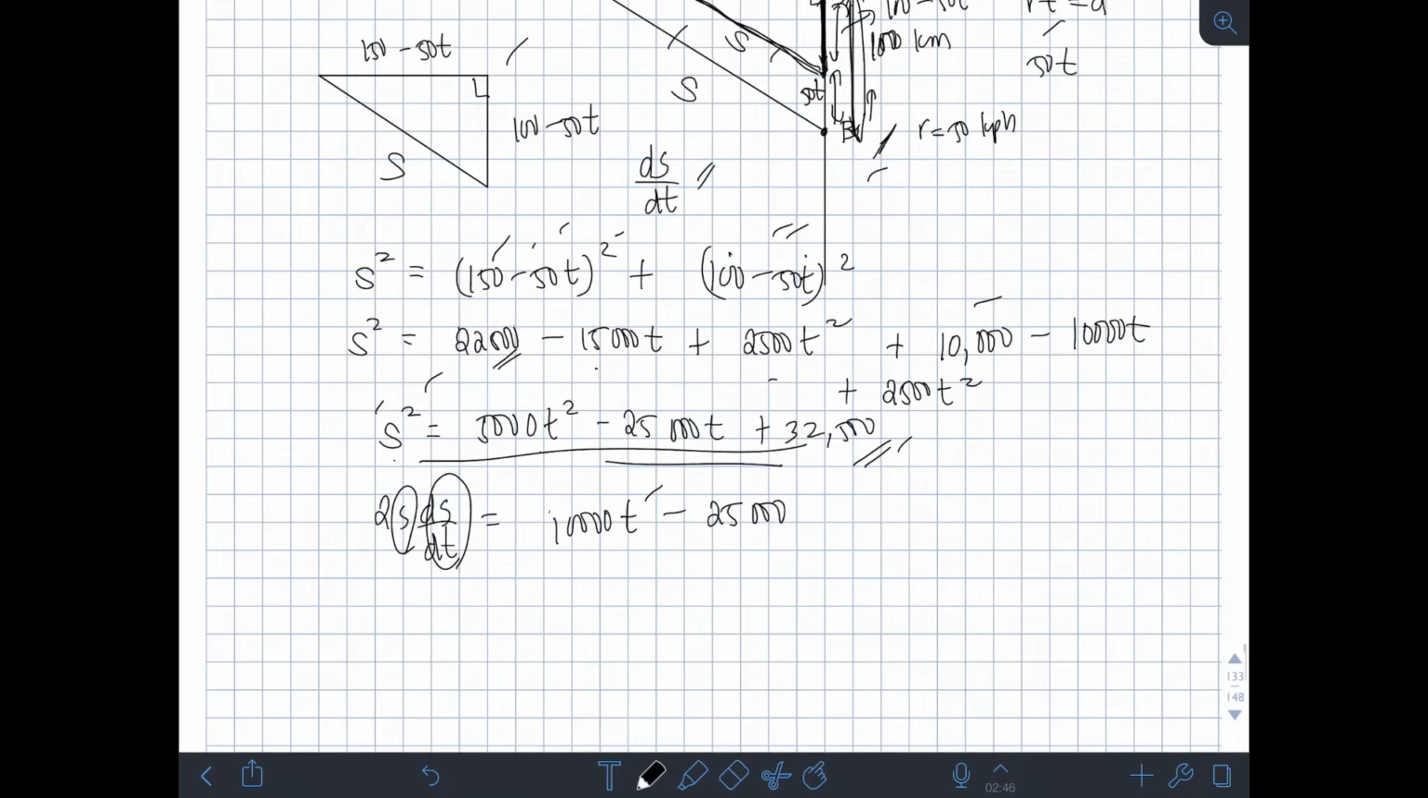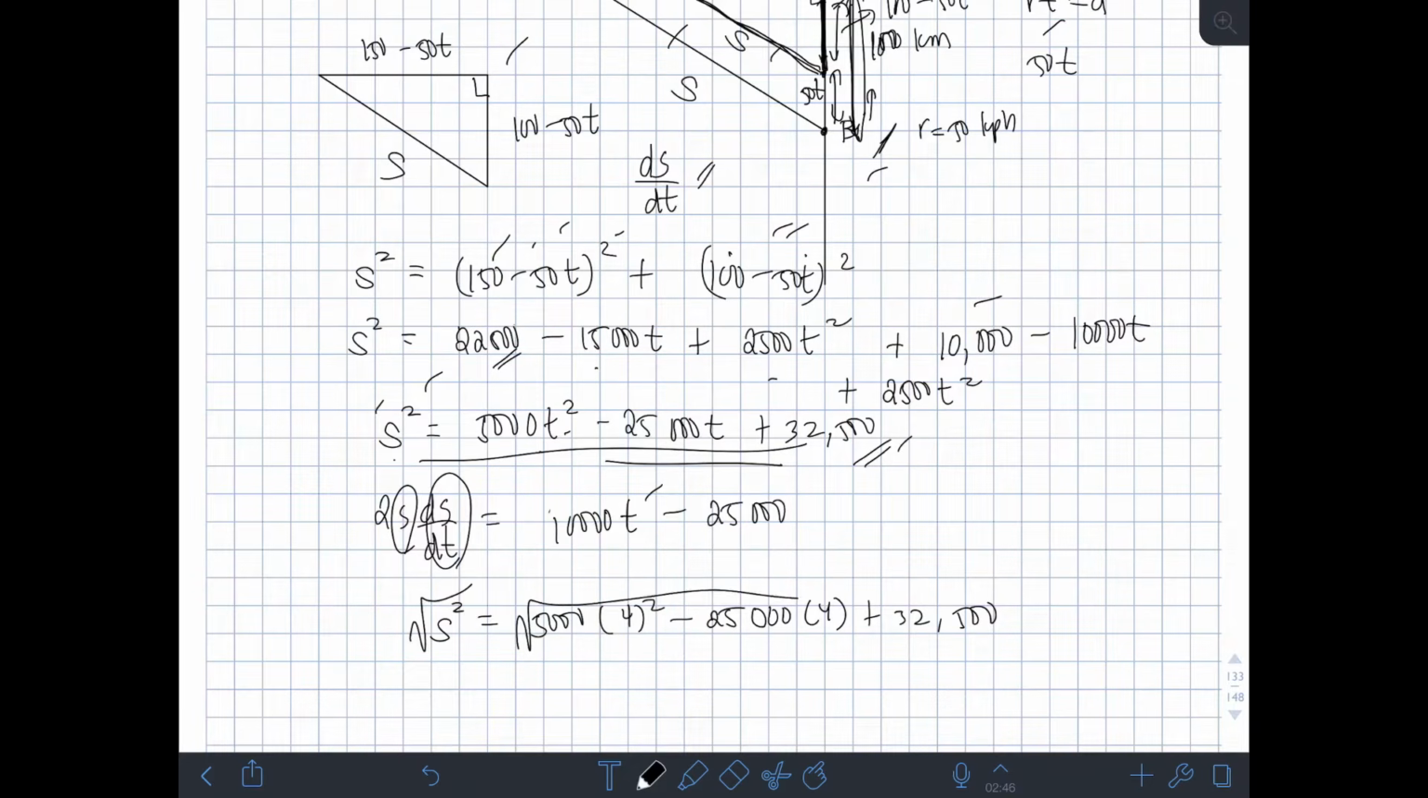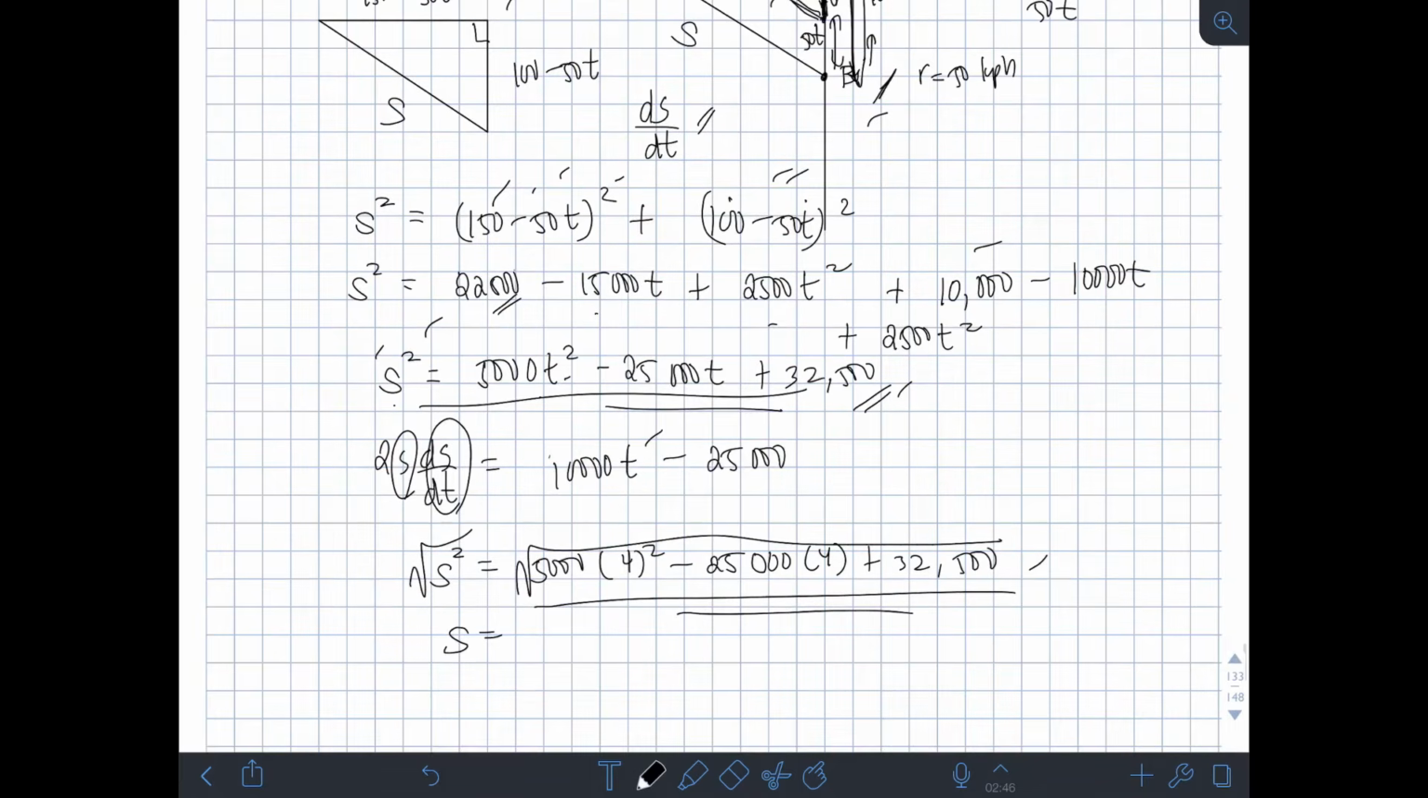Solve natin si s when t is equal to 4. So, s squared is equal to 5,000 times 4 square minus 25,000 times 4 plus 32,500. So, square root na lang natin both sides. So, s will be, ito, yung square root nitong expression sa loob. So, pag ginamit natin yung calculator, ang masasolve nating value ng s is 111.803. Okay? So, ngayon, yun yung ipa-plug in natin dito sa pinaka nabuo nating equation.